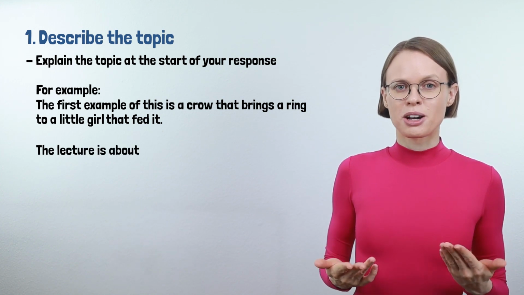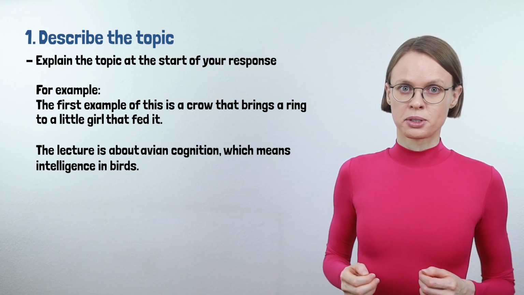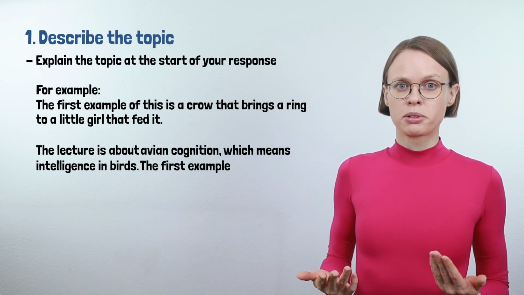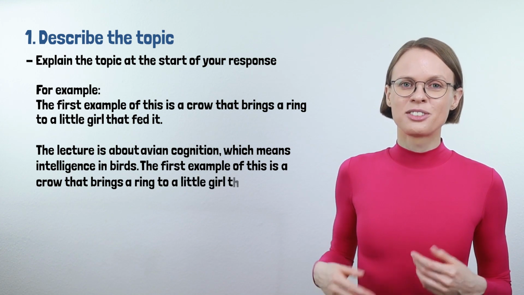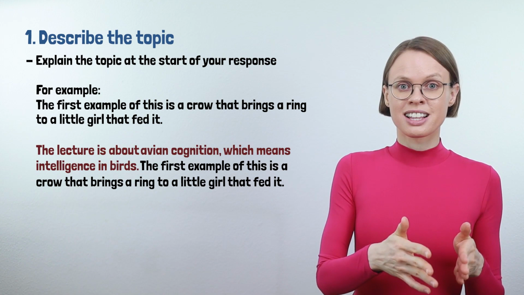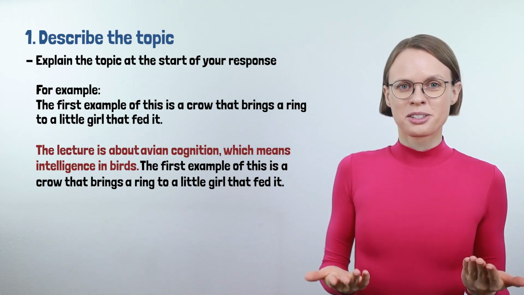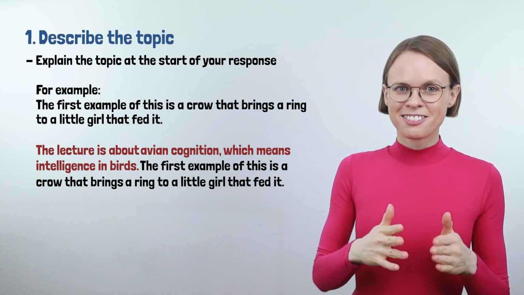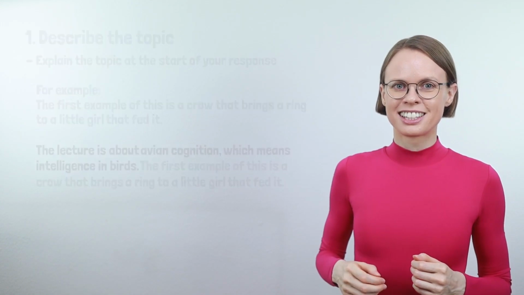Now listen to this start of a response. The lecture is about avian cognition, which means intelligence in birds. The first example of this is a crow that brings a ring to a little girl that fed it. Do you see how one sentence sets up the entire response? That's why you should always include the topic and a quick definition when you start.